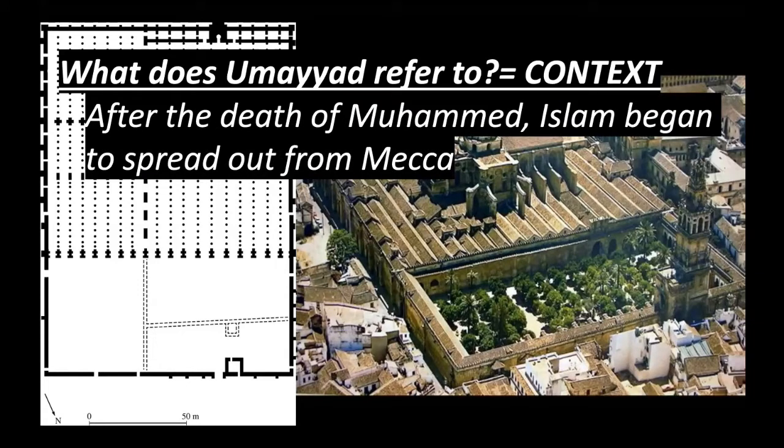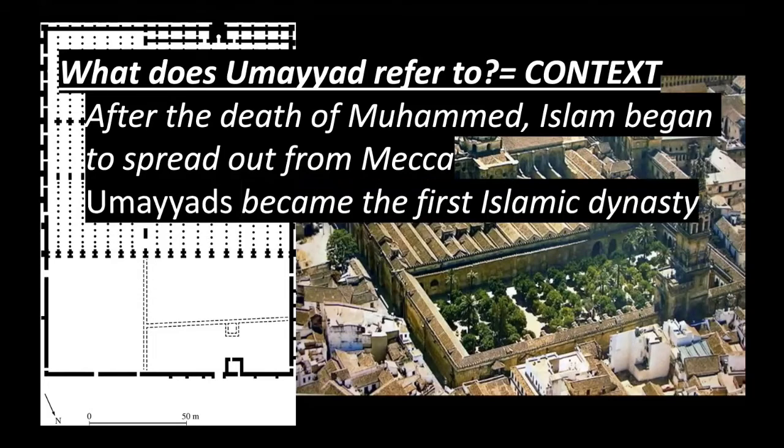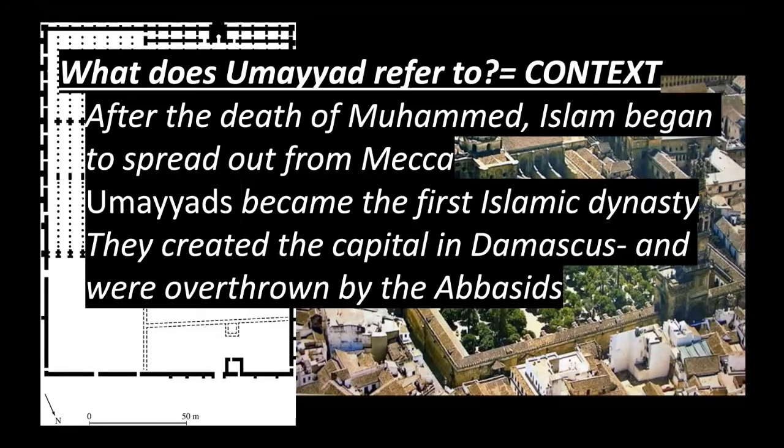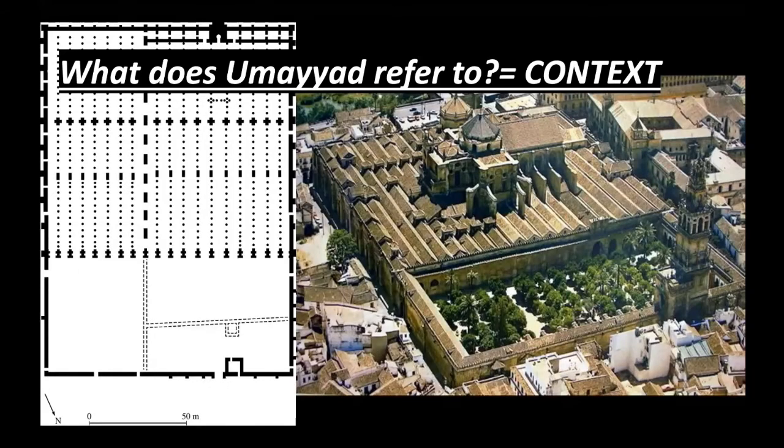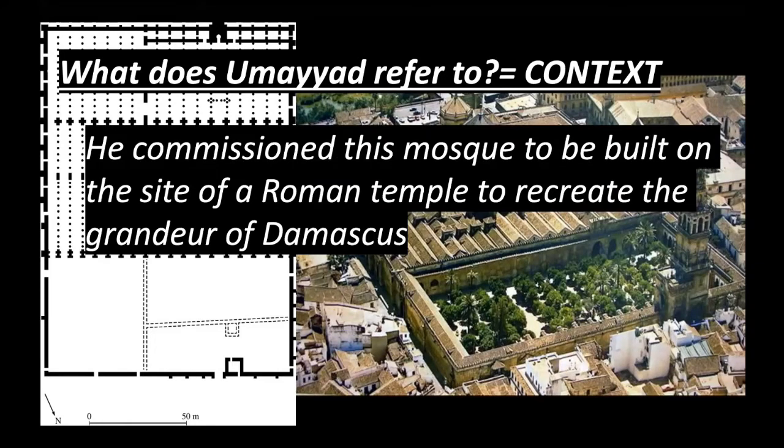After the death of Muhammad, Islam began to spread out from Mecca, and the Umayyads became the first Islamic dynasty. They created their capital in Damascus and then were overthrown by the Abbasids. The lone surviving prince from the Umayyad dynasty fled to Cordoba, Spain, where we are right now, where he became the ruler. So he is the one that commissioned this mosque to be built, and he did this on the site of a Roman temple to recreate the grandeur of their previous capital, Damascus.